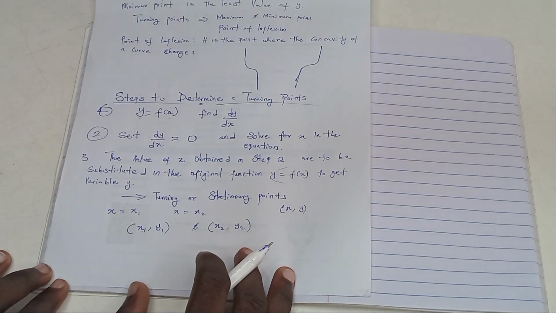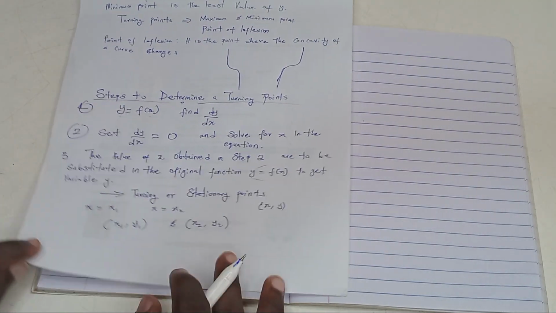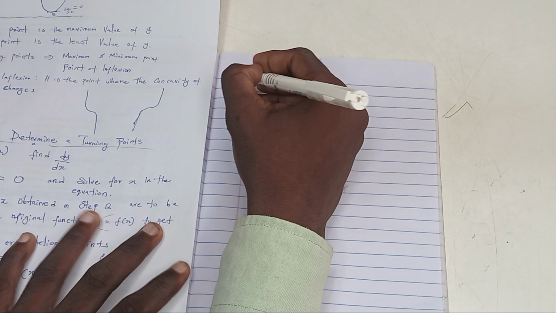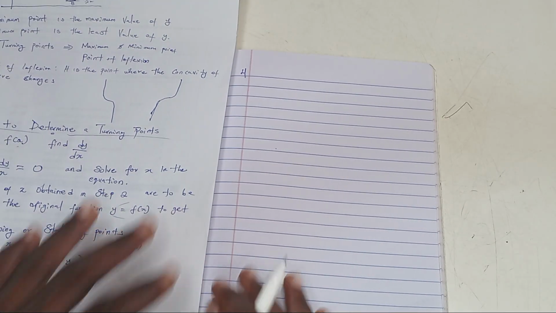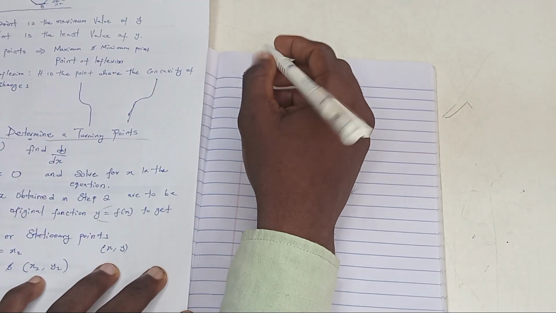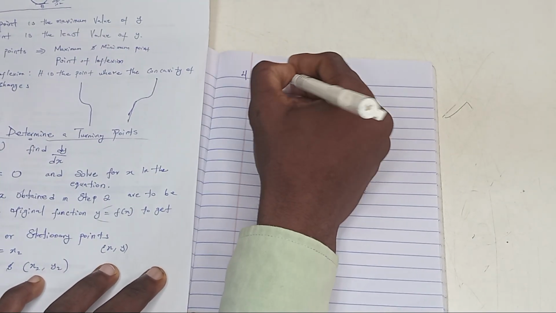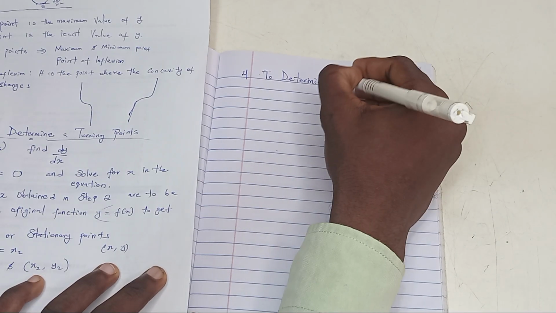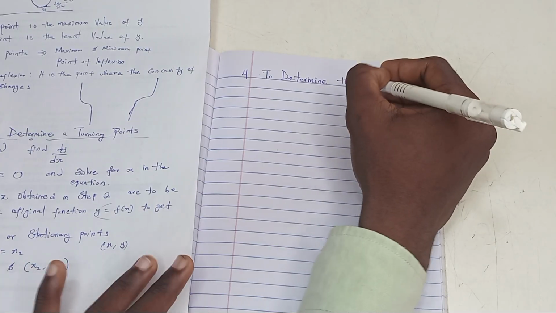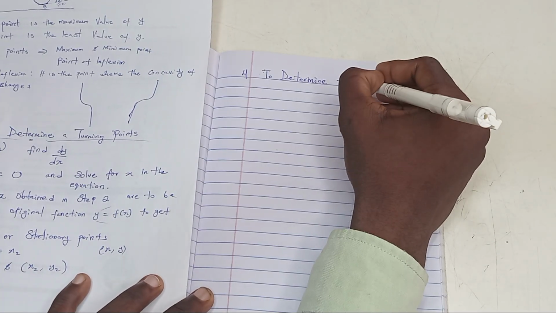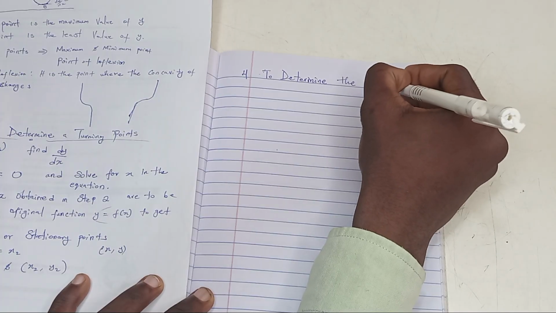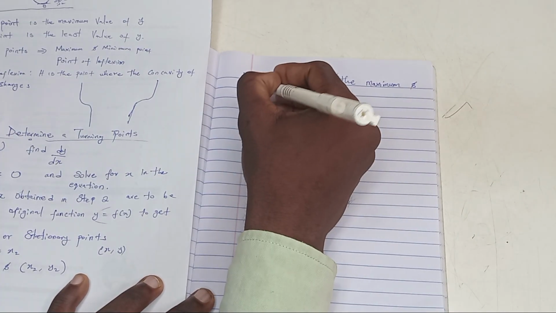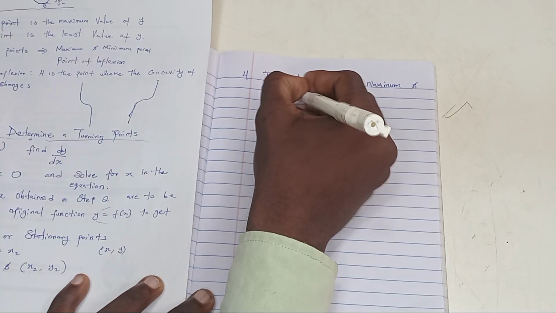Good. That's 1 to 3. Now let's move to 4. The fourth is how to determine the maximum. Now we have stationary points. Determine which one of them is the maximum and which of them is the minimum point.